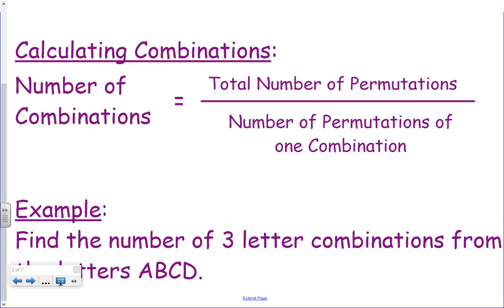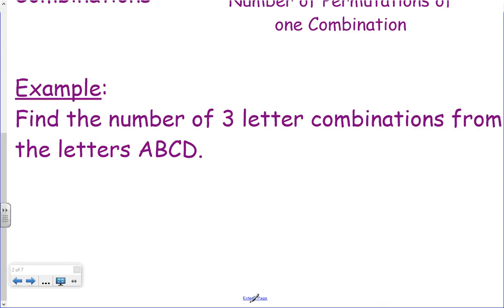So for example, let's suppose that we want to find the number of 3-letter combinations from the letters A, B, C, and D. So we've got 4 letters to pick from. And we want to find the number of combinations. So combinations means I don't care about order. I'm just grabbing 3 letters. So if I grab A, B, C, it doesn't matter what order I grab them in. It's just the fact that it's A, B, and C. If I was doing permutations, then the order matters. A, B, C would be different than A, C, B, which is different than B, A, C, and so forth.